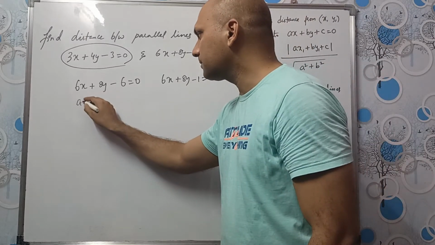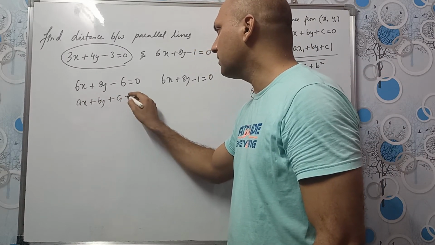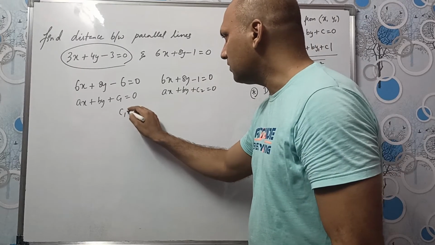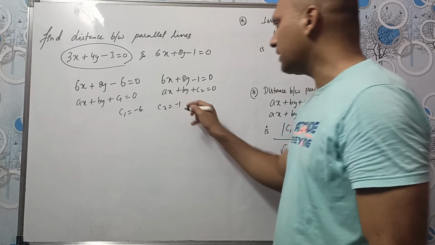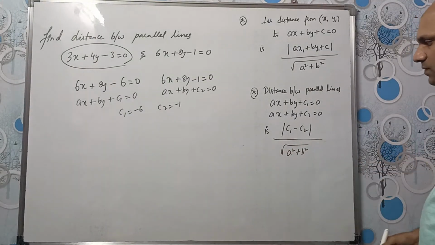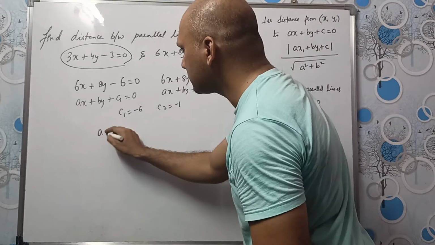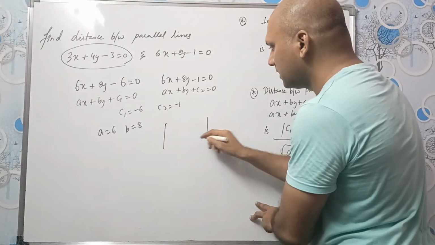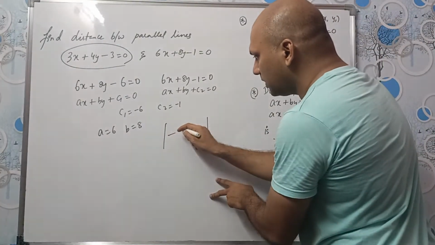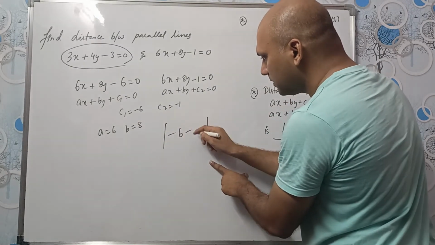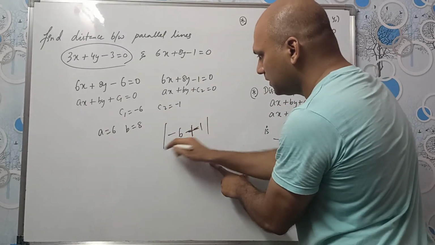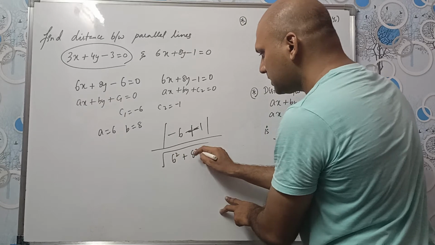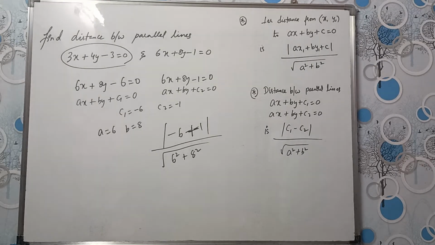If you compare this with ax plus by plus c1 is equal to 0 and ax plus by plus c2 is equal to 0, c1 is minus 6, c2 is minus 1. Substitute this in the formula, where a is 6 and b is 8. So distance between two parallel lines is what? Modulus of c1 minus c2, that is minus 6 minus of minus 1, so this will become plus 1, whole divided by root of a square plus b square, 6 square plus 8 square. I hope this is clear.